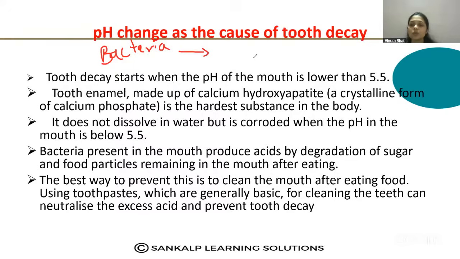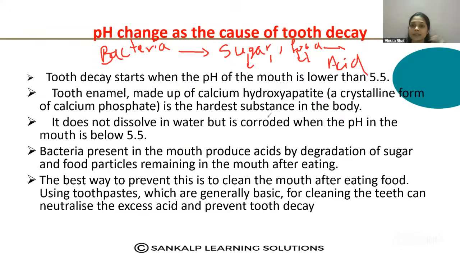What do they do? They break down the materials, food particles or sugar that we eat, the food which contains sugar, right? So these bacteria break down the sugar or food particles, and they produce the acids. By degradation of sugar and food particles, they produce the acids.